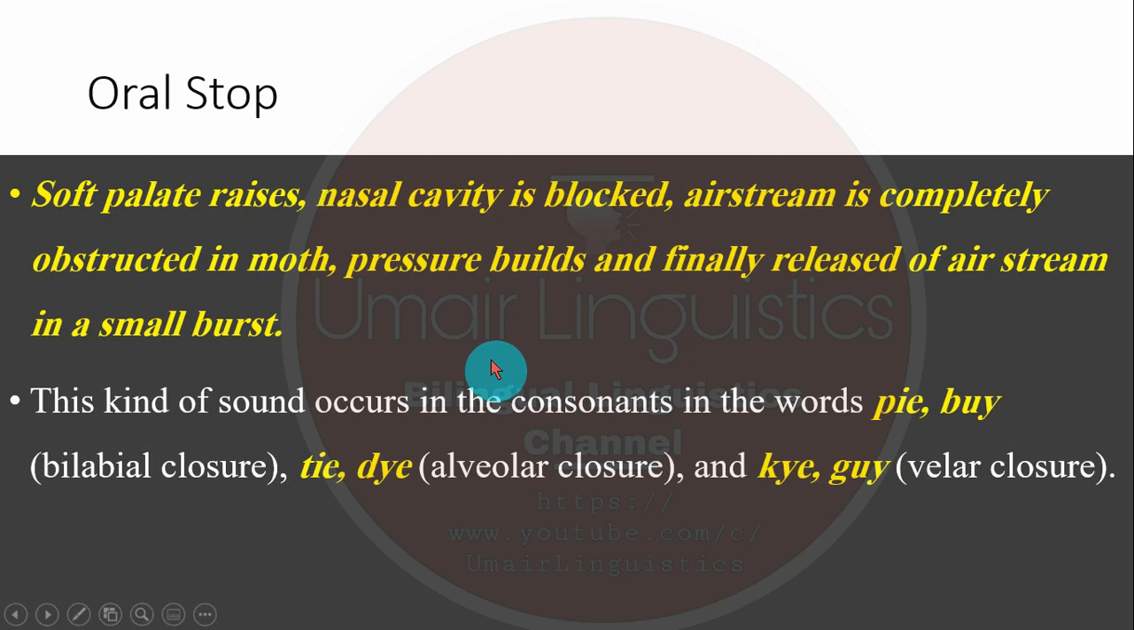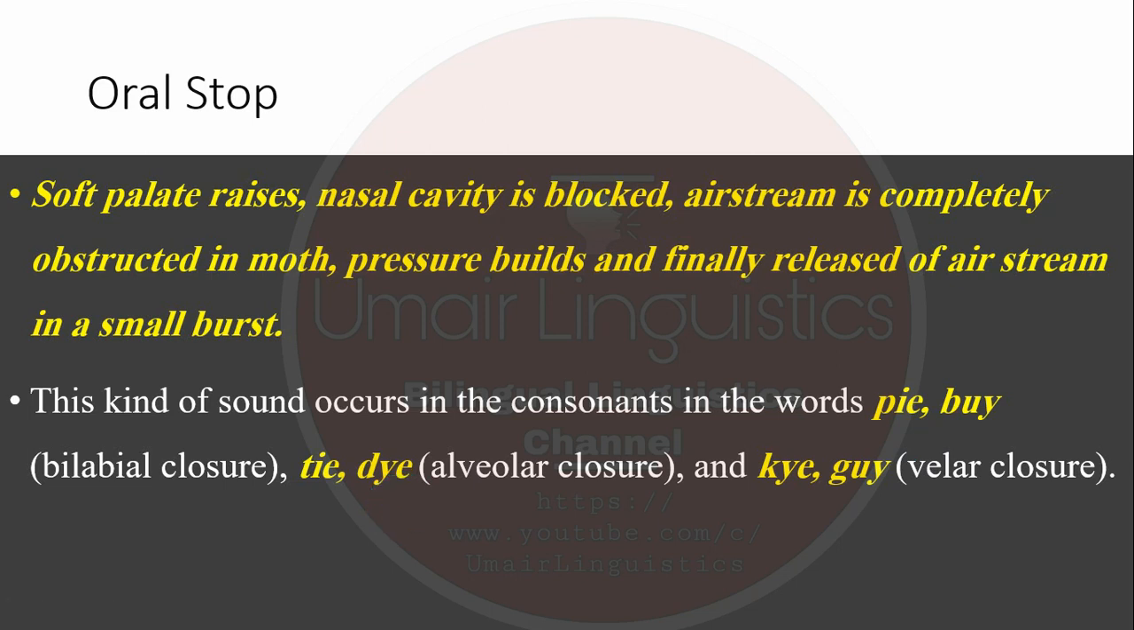For example, when we say pie, buy, tie, die, kai, guy. At the beginning of all these words, the first sound is an oral stop. In p and b, this is a bilabial closure. Why is this called bilabial closure? Because the lips come together and the closure is there. In tie and die, the first sounds t and d are both pronounced at the alveolar ridge, so there is a closure at the alveolar ridge.